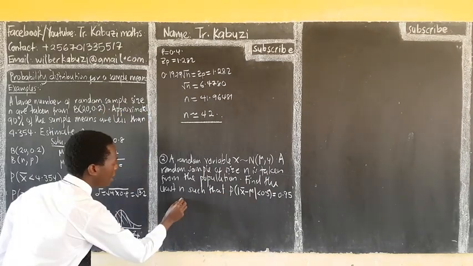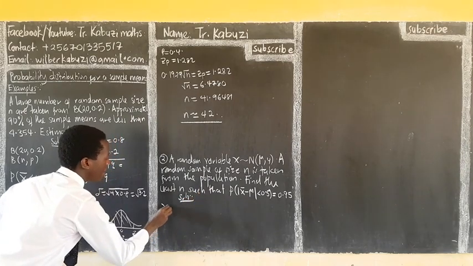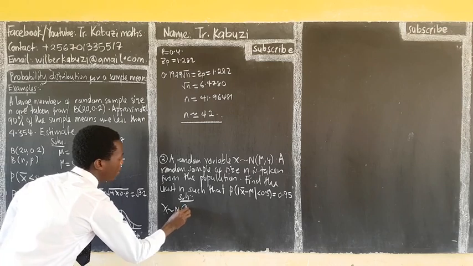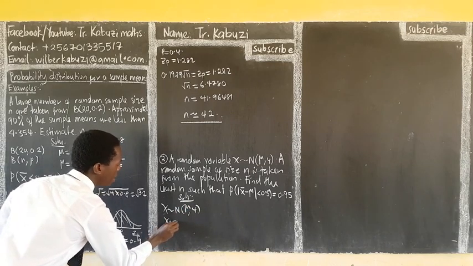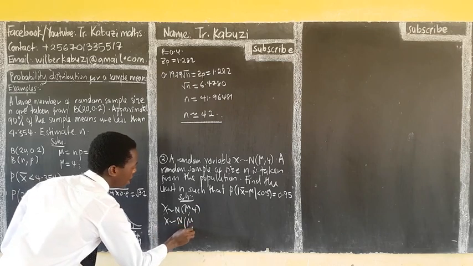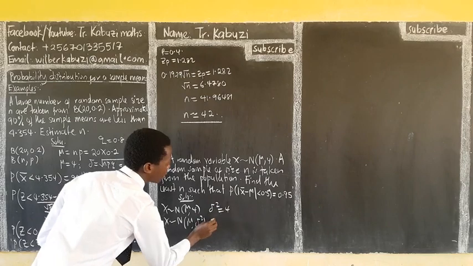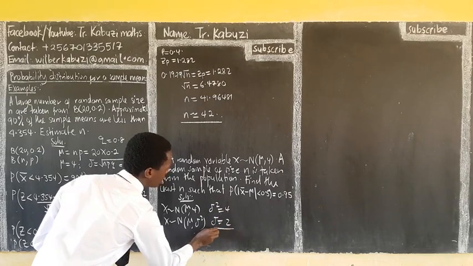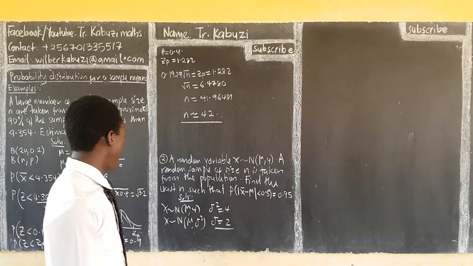So from here, if we are to start with this, they are giving us that n follows a normal distribution with mean mu and then 4. Remember, this is always N(mean, sigma squared). And then our sigma squared is 4, so we need our sigma, which is 2.